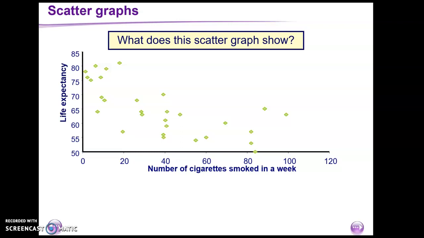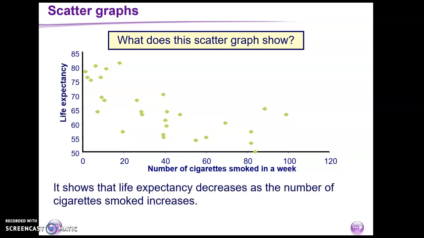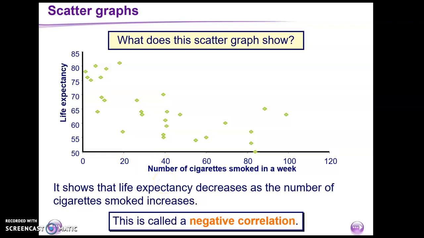What does this scatter graph show? So thinking about that, you can pause and have a little think. It shows that life expectancy decreases as the number of cigarettes smoked increases. So as my x values increase, my y values decrease. This is called a negative correlation. As whatever's on the x-axis increases, whatever's on the y-axis decreases. Again, you won't say x and y, you will use the words and the language of what is given.